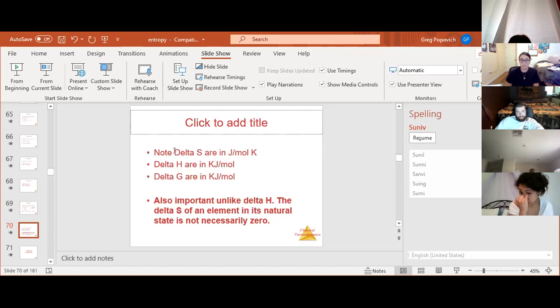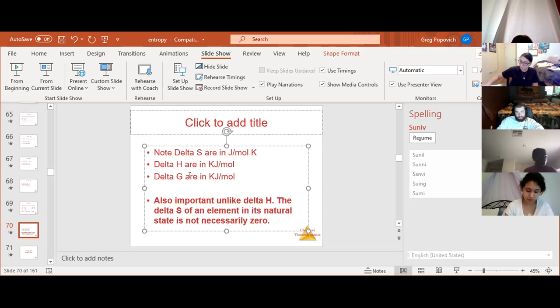You have to note this though. Delta S's are in joules per mole K. Delta H's are in kilojoules per mole. Delta G's, when we get to them, are also in kilojoules per mole. So you have to remember that if we're adding an H to an S, we have to make sure that we change the S's to kilojoules. And the other important facet: delta S of an element in its natural state is not necessarily 0.